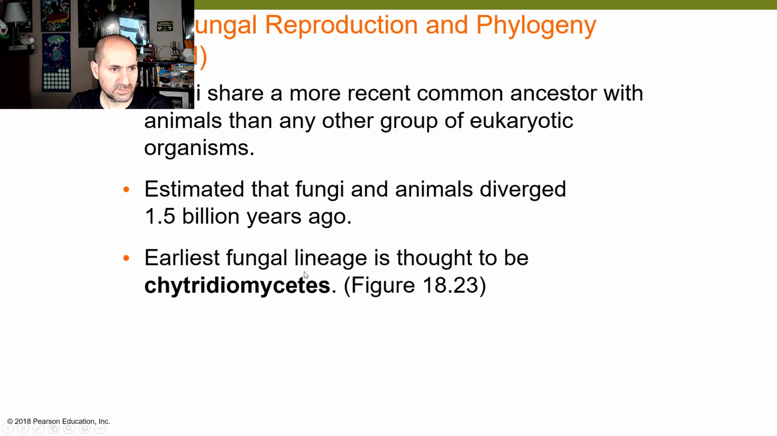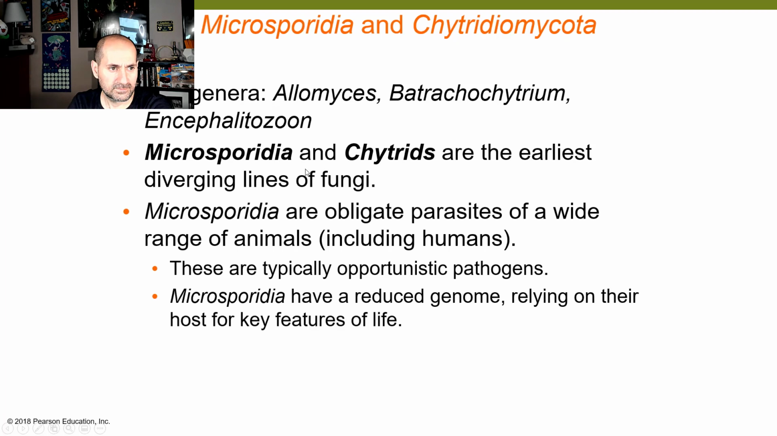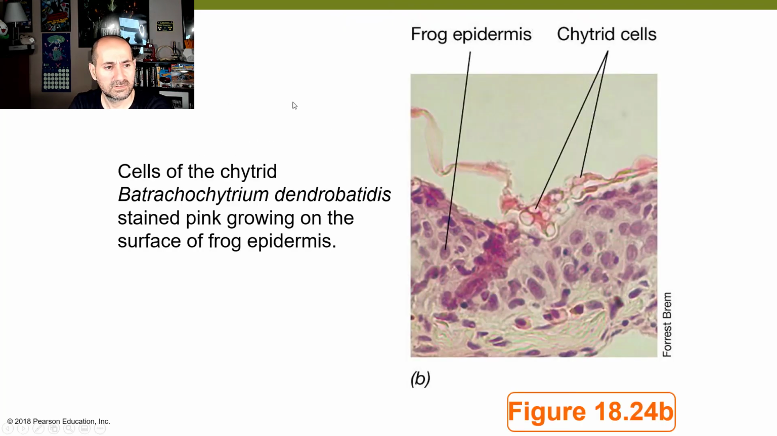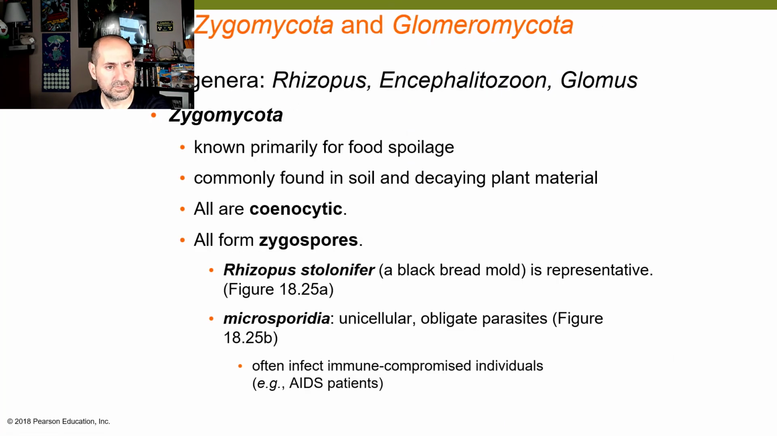Okay. The earliest fungal lineage is the chytridiomycetes, known as the chytrids. So here, let's talk about the chytrids. The chytrids are the earliest of the fungi, usually found in moist soil and fresh water. So know that. Then we have zygomycota.